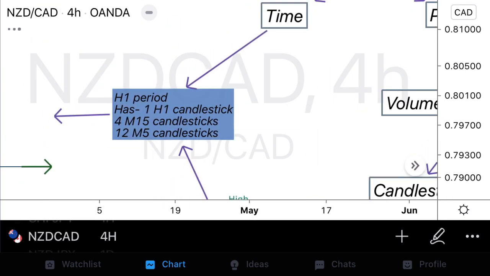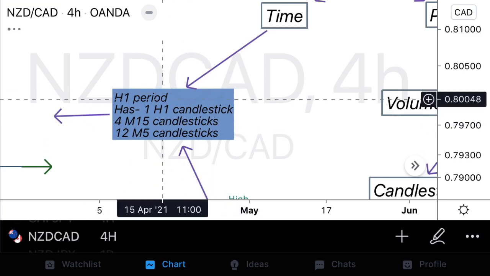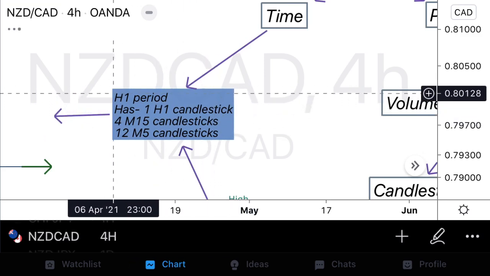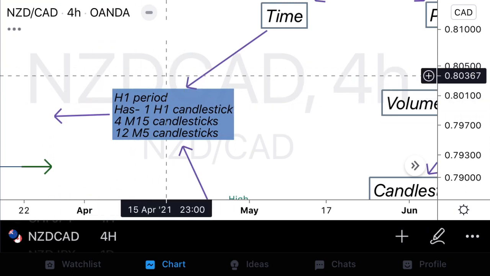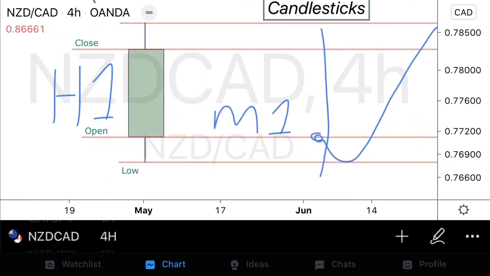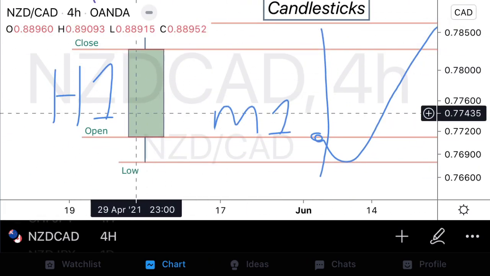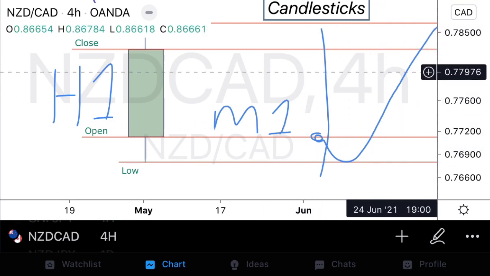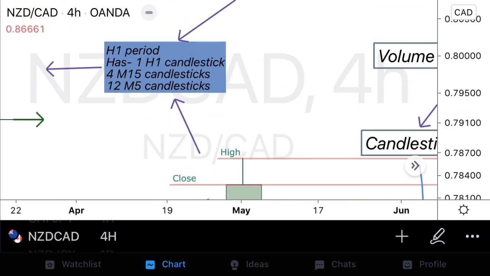So what we just spoke about here, we know that we're looking at time. This is how we introduce the time aspect on our chart or on our time frames. So an H1 period has one 1 hour candlestick. The same H1 period would have 4 15-minute candlesticks. The same 1 hour period, if we looked at it on a 5 minute, would have 12 5-minute candlesticks representing that same piece of information. And like our example, if we looked at it on a 1 minute, this same 1 hour candlestick would have 60 one-minute candlesticks representing that one piece of data.